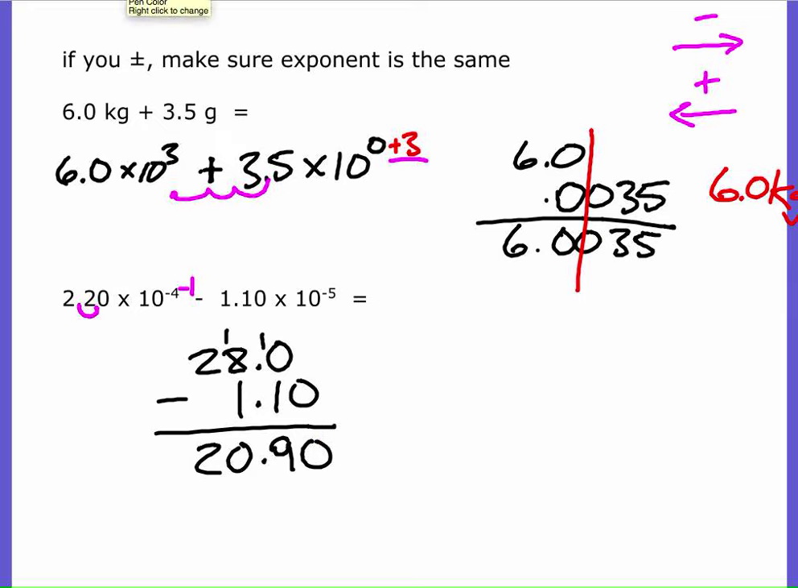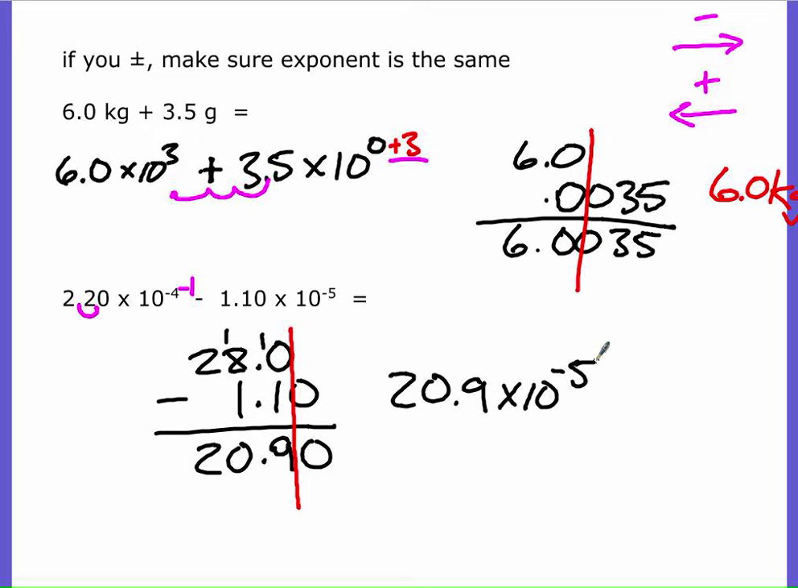Since the 22.0 now only goes to the tenths place, I can only have my answer go to the tenths place as well. So instead of 20.90, I'm going to write 20.9. But that's 20.9 times 10 to the negative fifth power.